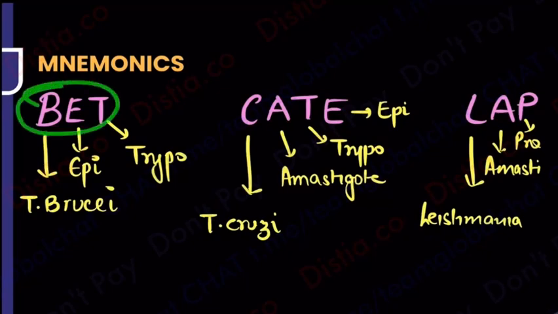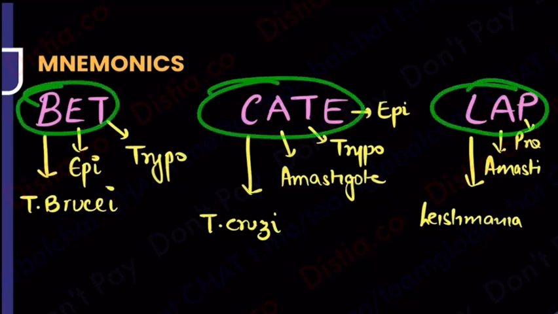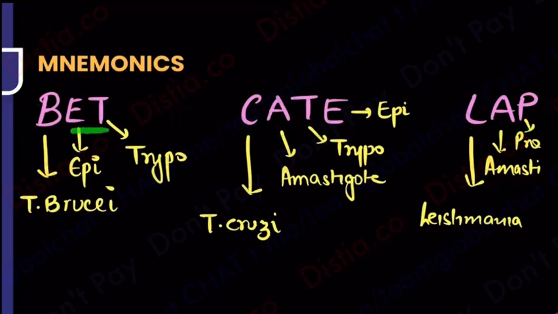So remember, bet you can't keep the cat on the lap. Bet matlab brucei has epi and trypomastigote. Cruzi has amastigote, trypomastigote, epimastigote. Leishmania has A and pro. So please remember, bet you can't keep the cat on the lap.